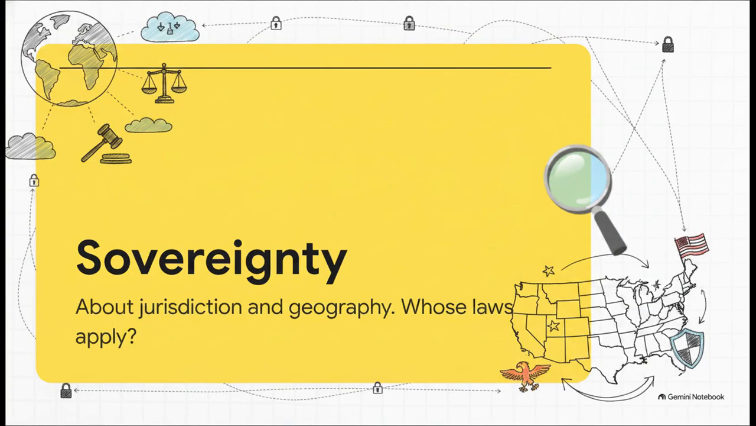And the third, and honestly, sometimes the most complex, pillar is sovereignty. This is all about jurisdiction and physical geography. Because AI relies on these massive external cloud servers, you always have to ask whose laws apply here. If you upload an EU citizen survey data into an AI tool that happens to be hosted on a server in the United States, you are instantly navigating cross-border data transfer laws and strict regulations like GDPR. Geography really matters in the cloud.